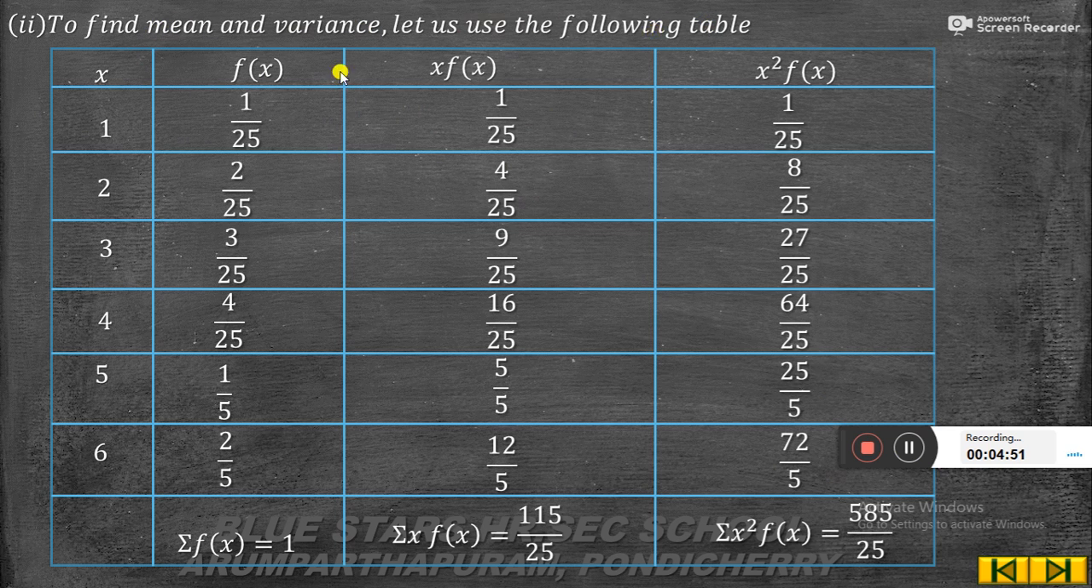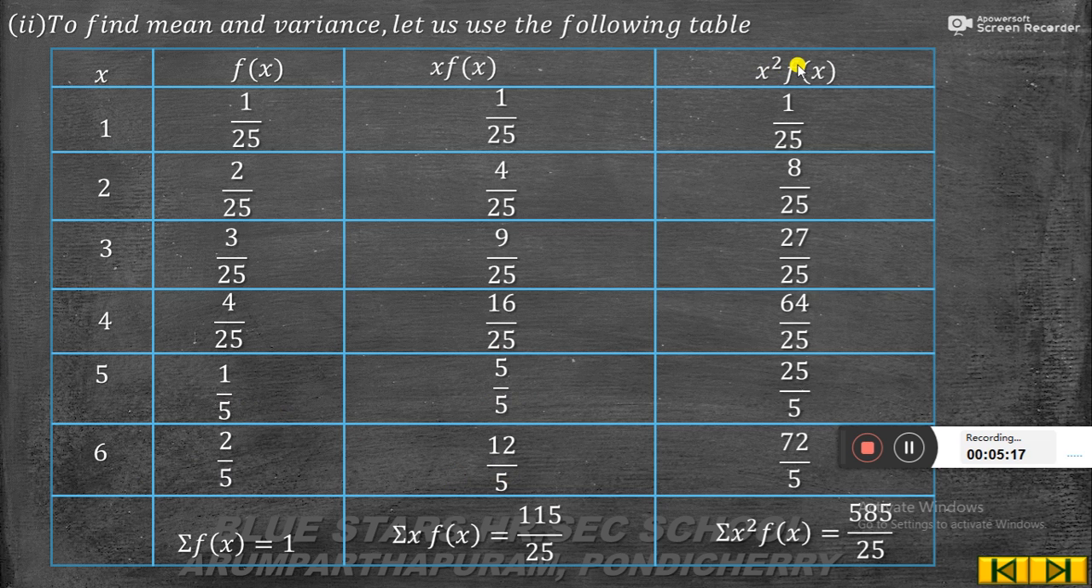Let us use the following table. The x values are 1, 2, 3, 4, 5, 6. Next, I write the f of x values. Next x f of x. X f of x means we multiply 1 into 1 by 25, 1 by 25. 2 into 2 by 25, 4 by 25. 3 into 3 by 25, 9 by 25. 4 into 4 by 25, 16 by 25. 5 into 1 by 5, 5 by 5. 6 into 2 by 5, 12 by 5.